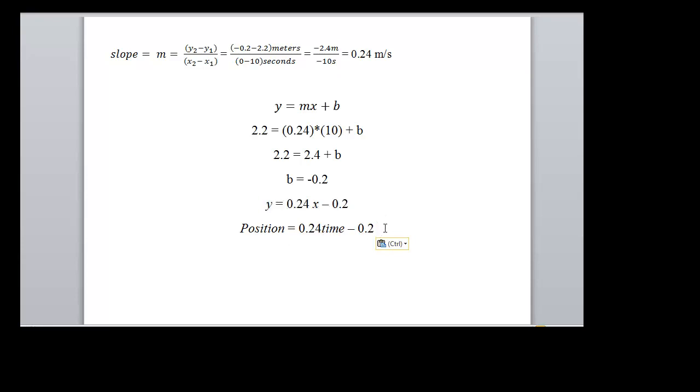And that's how we figure out the equation of a line. Now you can try a sample one on your own.